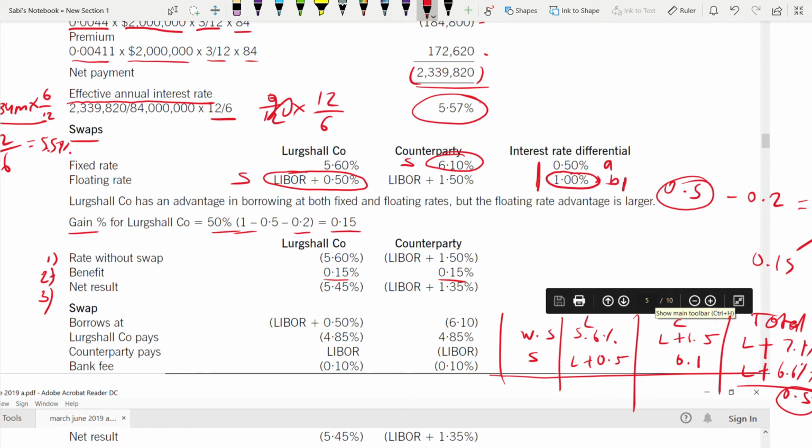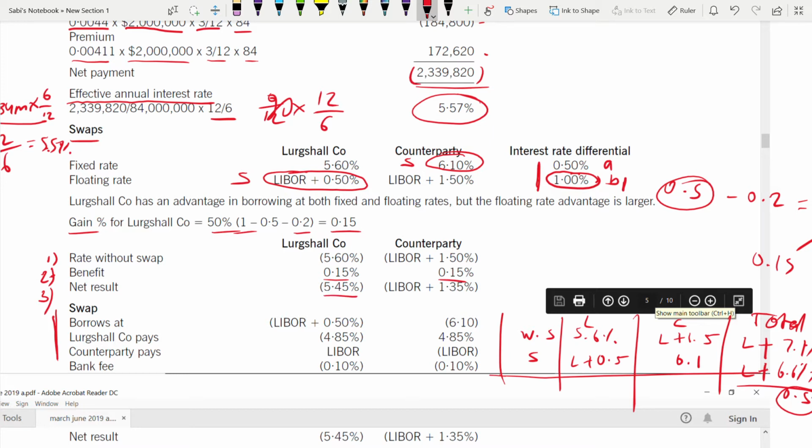What you do here with swap depends on your net result only. So you have to get the net result correctly. Otherwise, you cannot balance your swap. Everything will go wrong. So 5.6 minus 0.15 is 5.45%, but it will be in bracket.